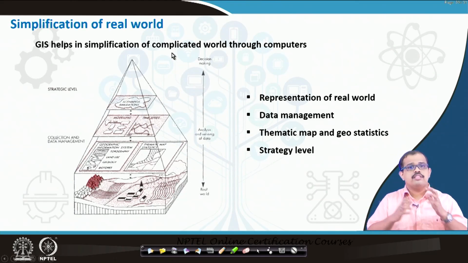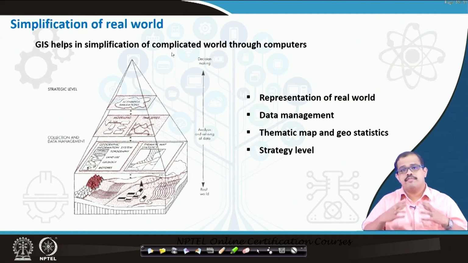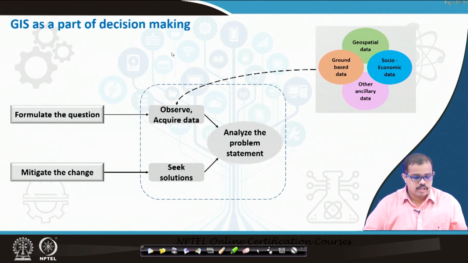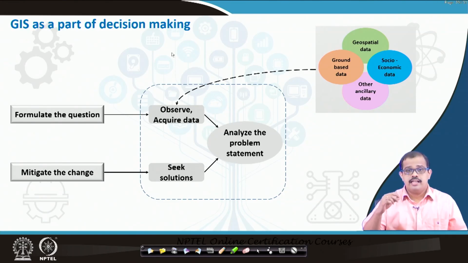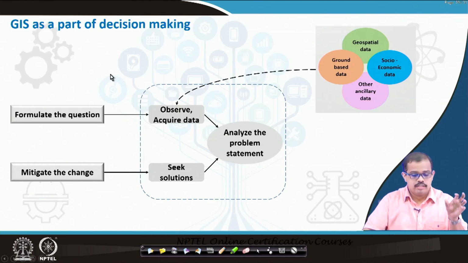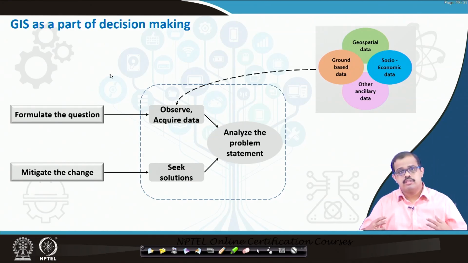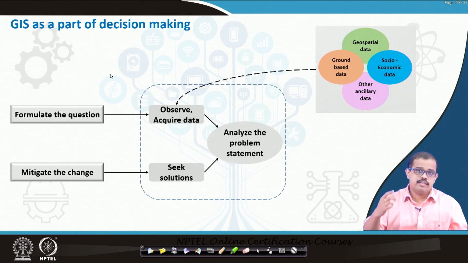So this is where the simplification of the real world can happen with using a GIS. So when I say GIS is always a part of decision making, any decision that has to be taken, GIS would be a part of it. First thing is formulating a question, then observe or acquire data. So when you are trying to look at any GIS system, first thing, as I spoke in the previous class, is acquiring the data.